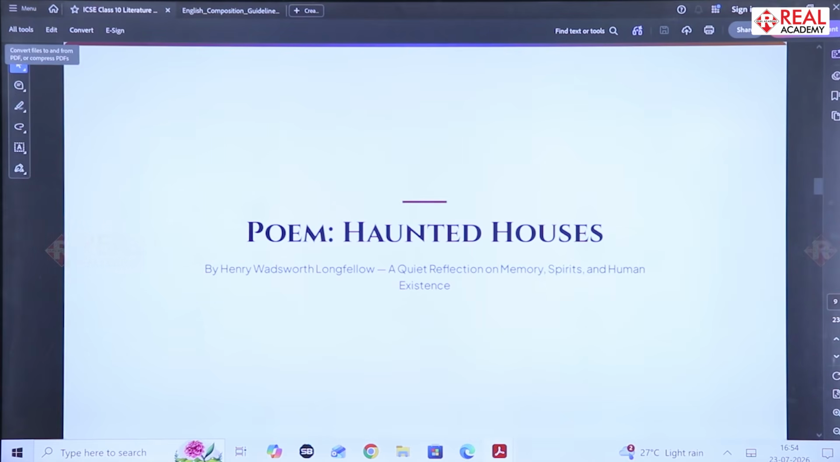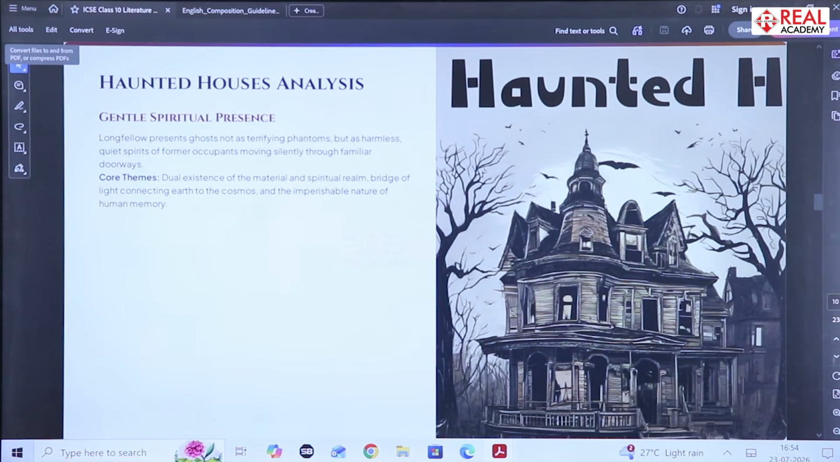Now, moving on to the next segment, we have the poem The Haunted Houses by Henry Wadsworth Longfellow, a quiet reflection on memory, spirits, and human existence. Haunted Houses analysis: gentle spiritual presence. Longfellow presents ghosts not as terrifying phantoms but as harmless, quiet spirits of former occupants moving silently through familiar doorways. Core themes: dual existence of the material and spiritual realm, bridge of light connecting earth to the cosmos, and the imperishable nature of human memory.